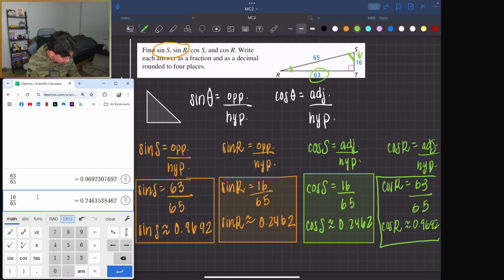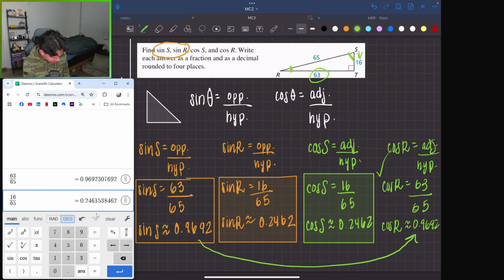So what do we notice here? Oh my gosh, I can't even make a box. I'm not gonna make a box for this one. Our sine of S is the same value as our cosine of R, and then our sine of R is the same value as our cosine of S. So that's like a pretty neat thing to recognize here, okay?